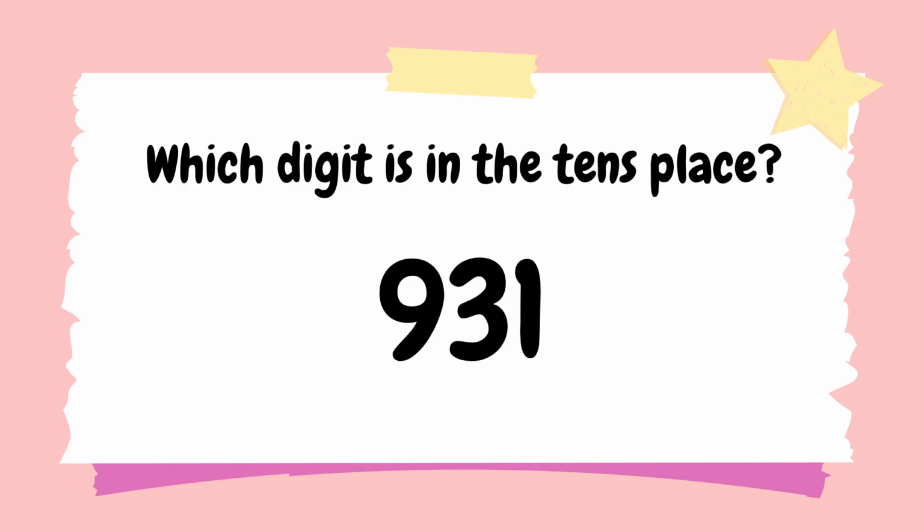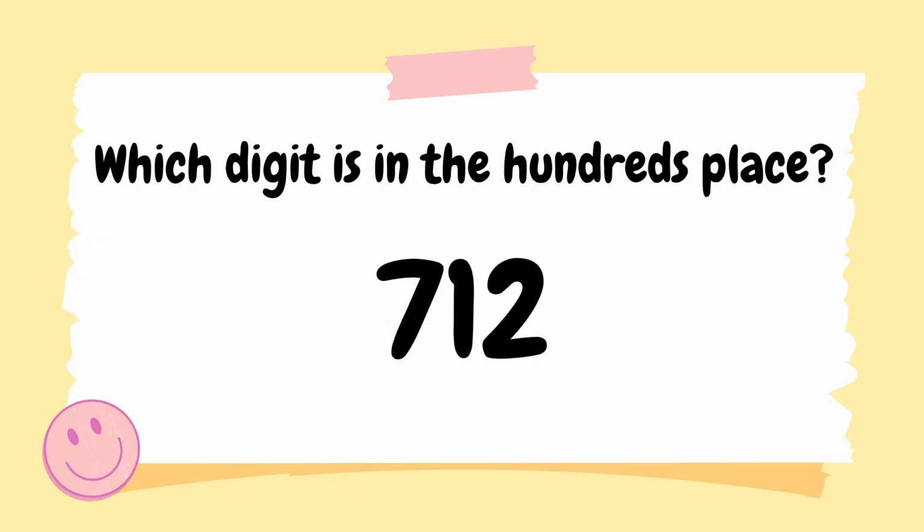Which digit is in the tens place? The number is 931. At the tens place there is a 3. Which digit is in the hundreds place? The number is 712. At the hundreds place there is a 7.